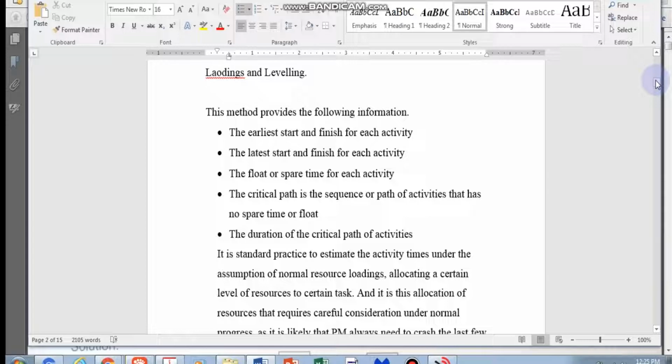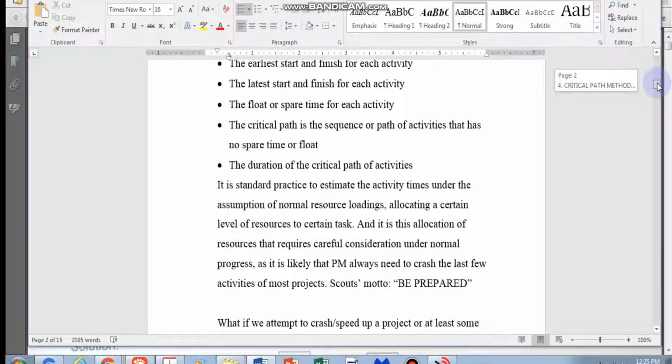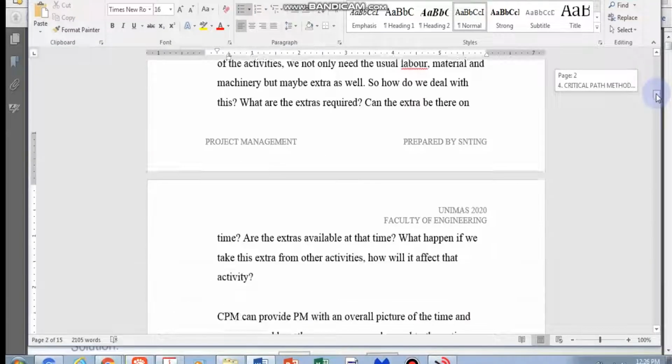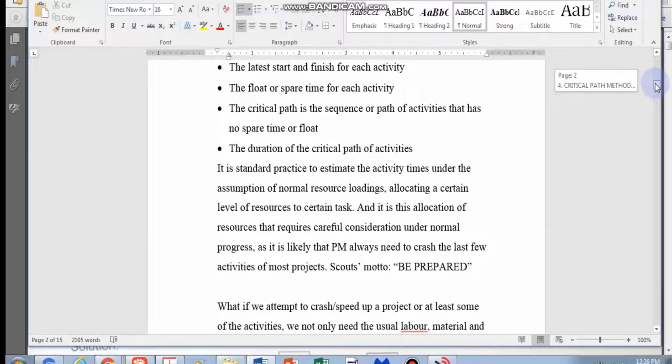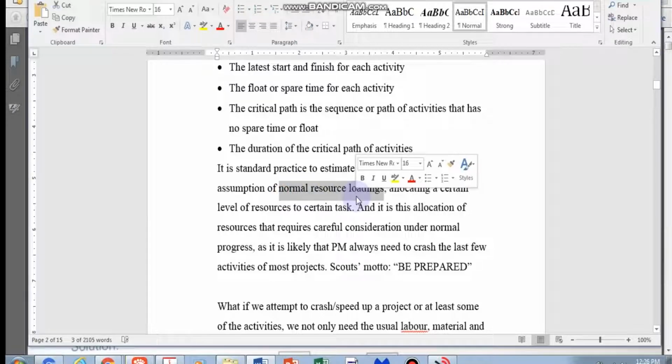Okay, so here I actually want to explain to you why it's important to do critical path analysis. Normally we will assume that the duration that is given is put under a normal resources loading, and that is normal. But once you understand your analysis, then you will see that there's a lot of things that you can do with it. So these are some of the assumptions that you take before you can do the analysis for critical path.